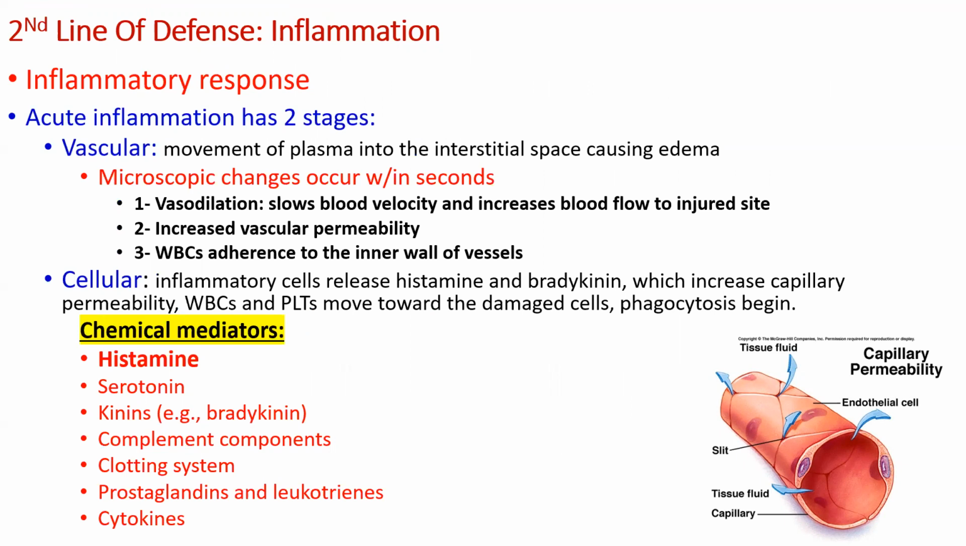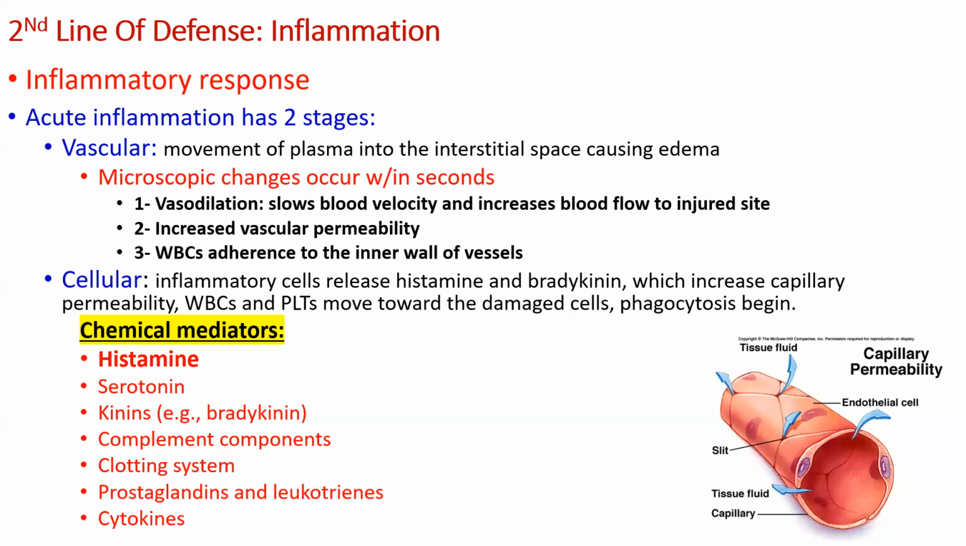The inflammatory process, the acute inflammation, has two stages or phases. The first one is the vascular, and the second one is the cellular. Now, in the vascular phase, the movement of plasma into the interstitial space will lead to edema. That explains why patients with the inflammatory process have edema and swelling of the affected part or site.